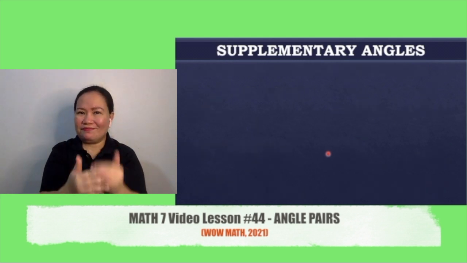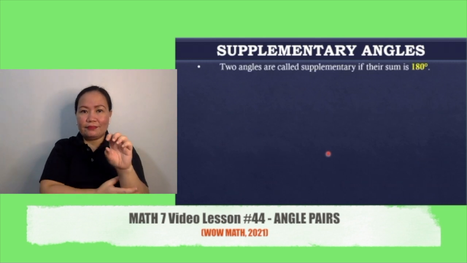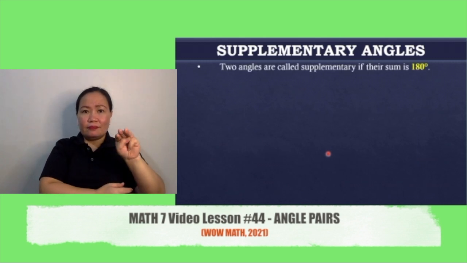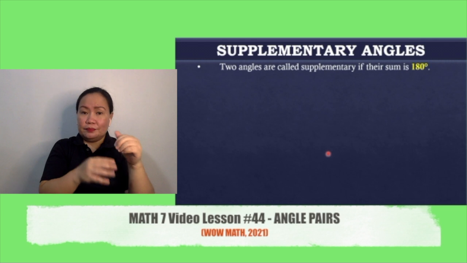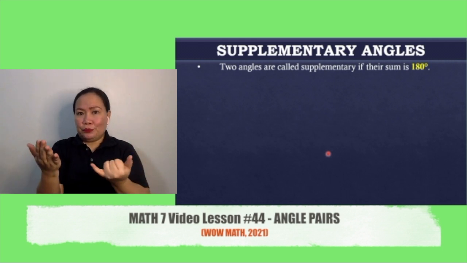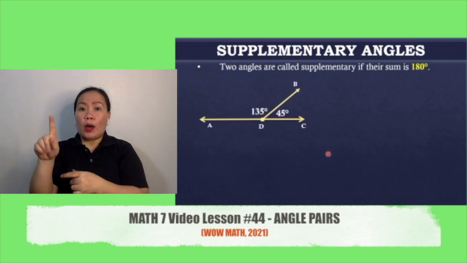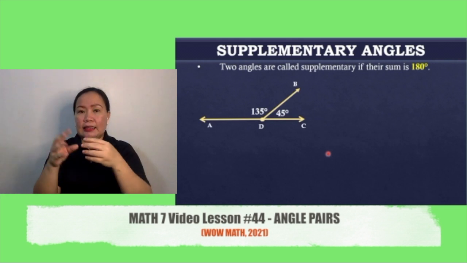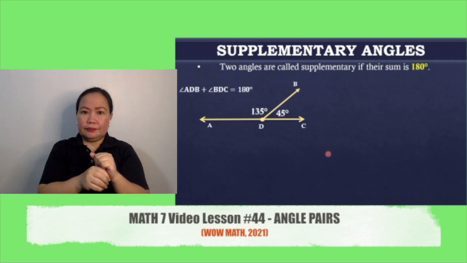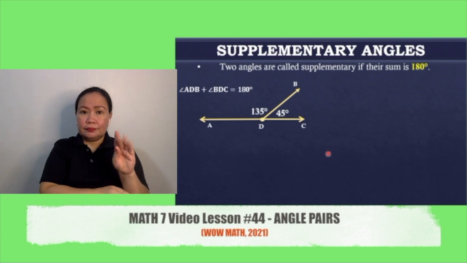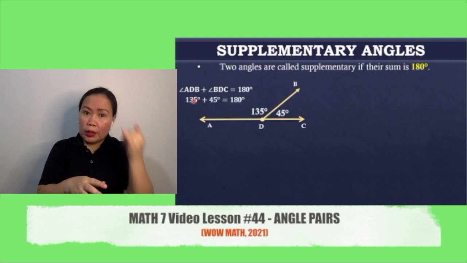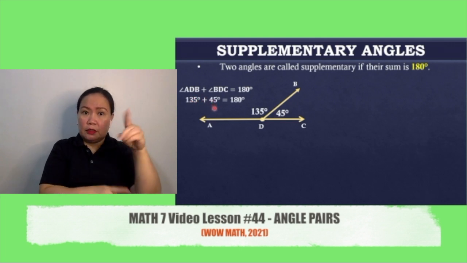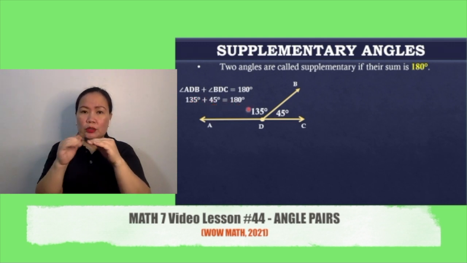Next, let's proceed to the supplementary angles. So, kung ang complementary is 90, ang supplementary po is 180. Okay? So, tatandaan lang na complementary is 90, supplementary is 180. Let's have an example. So, I have here angle ADB and angle BDC. Angle ADB plus angle BDC is equal to 180. Why? Because 135 degrees plus 45 degrees is equal to 180 degrees.